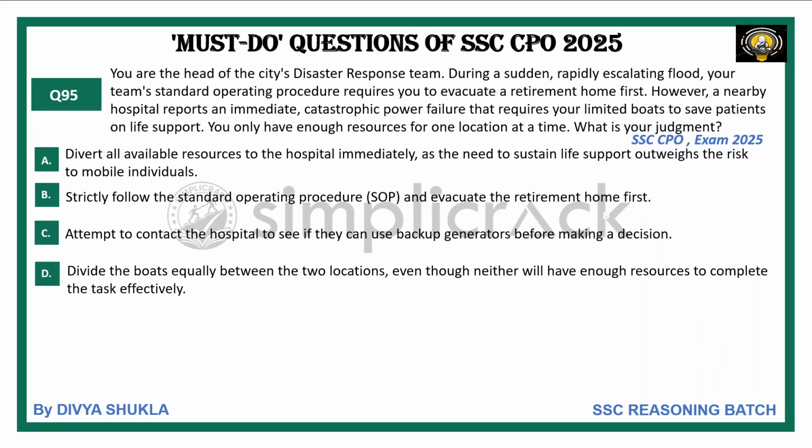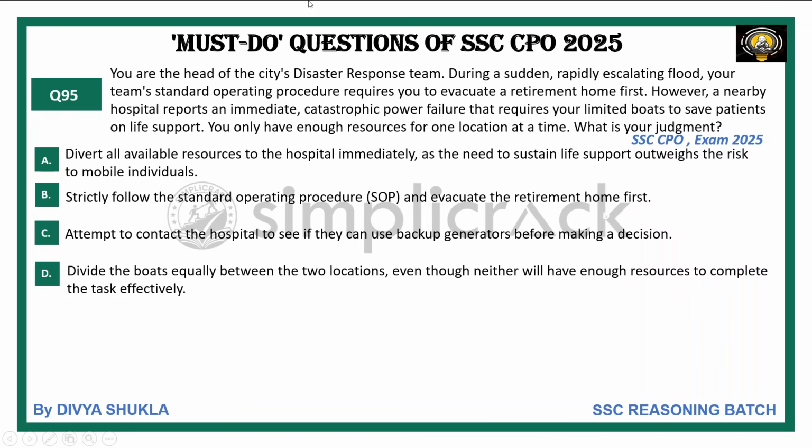You are the head of the city's disaster response team. During a sudden, rapidly escalating flood, your team's standard operating procedure requires you to evacuate a retirement home first. However, a nearby hospital reports an immediate catastrophic power failure that requires your limited boats to save patients on life support. You only have resources for one location at a time. What is your judgment? Now understand, this is a very dangerous situation, and he has already mentioned you have resources for one location only.